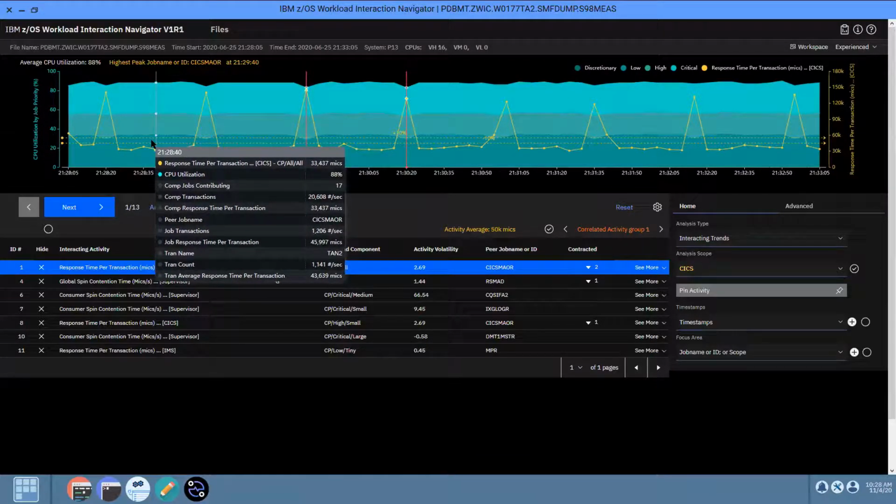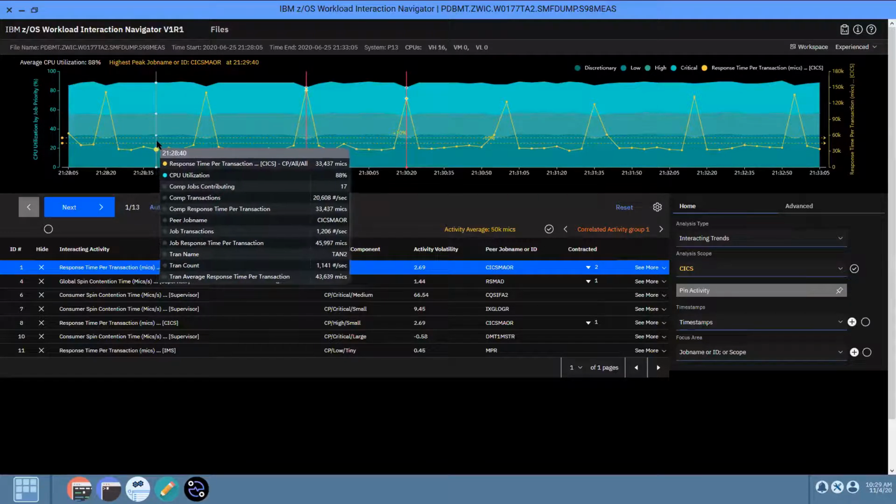We also have broken it down into the most exceptional CICS job, which is CICS MAOR by the pure job name, and its response time per transaction. For CICS data, we also have the most exceptional CICS transaction ID, which is TAN2 in this case. So the most exceptional CICS region and transaction ID were identified as the CICS region and CICS transaction ID with the largest response time.